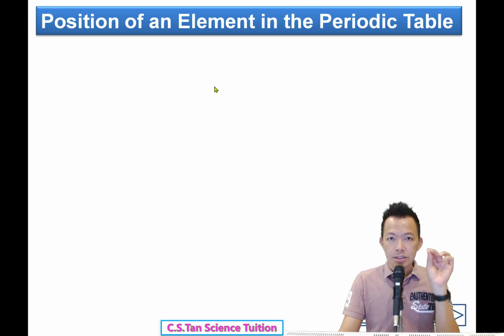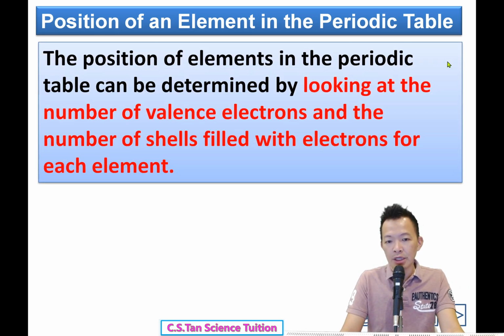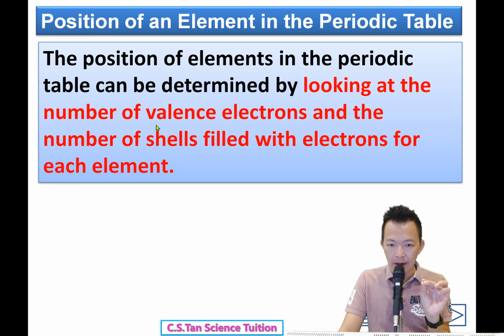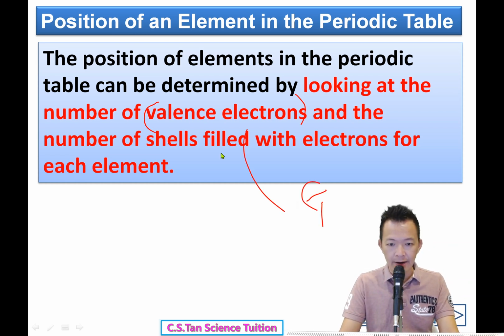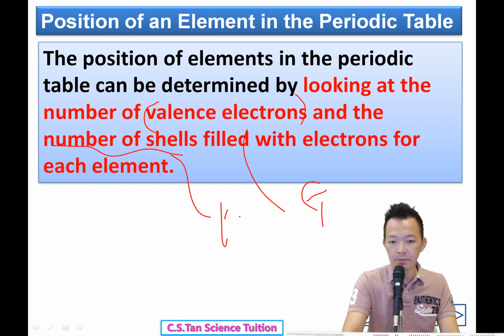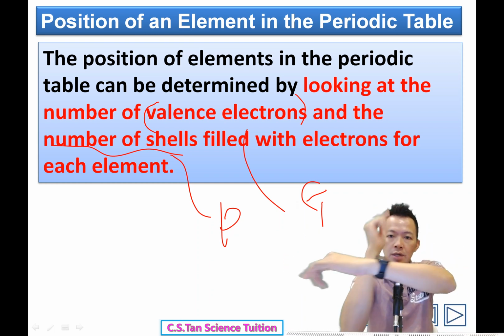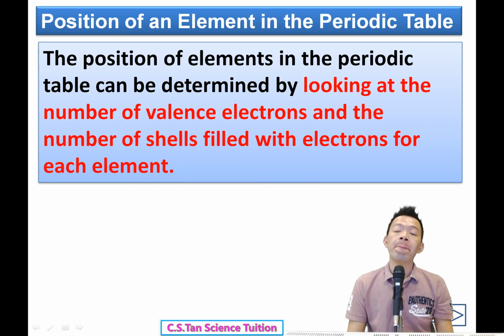So next, the position of the element in the periodic table can be determined by what? Okay, copy the red color. By looking at the number of valence electrons, which determines its group, and also the number of shells filled with electrons for each element, which determines its period. So when you have the group and the period, you know where your element is. Copy the red color.